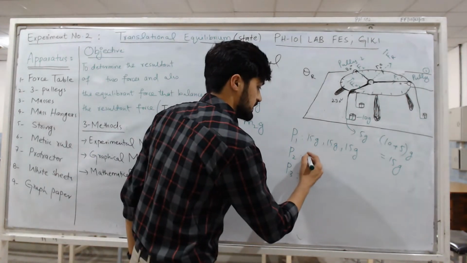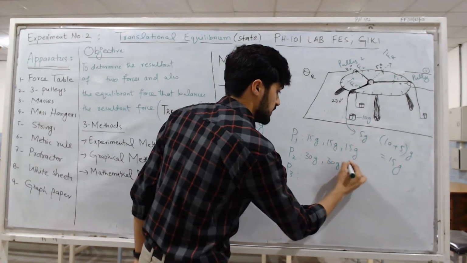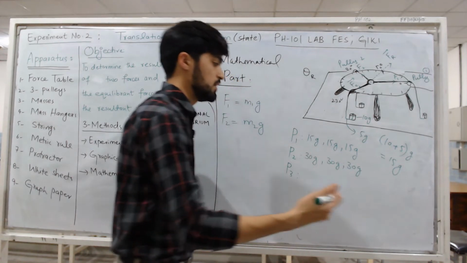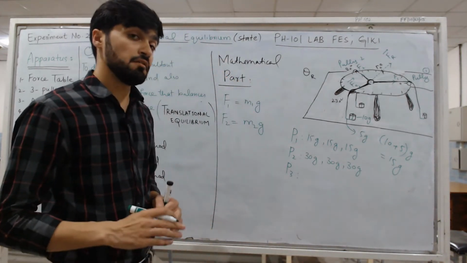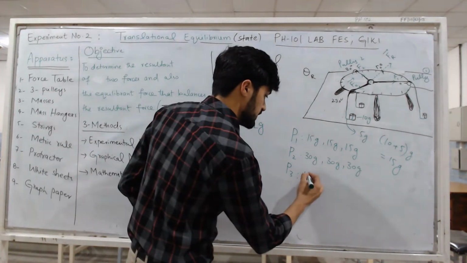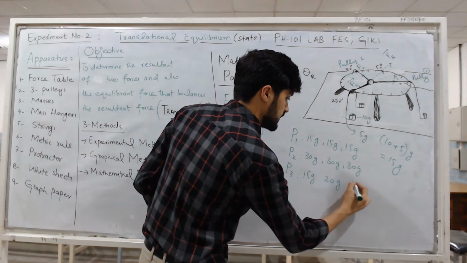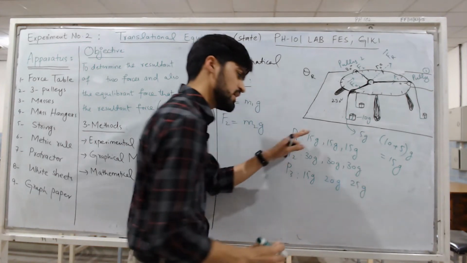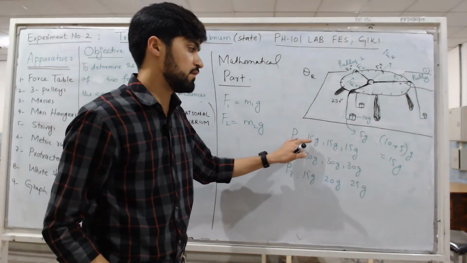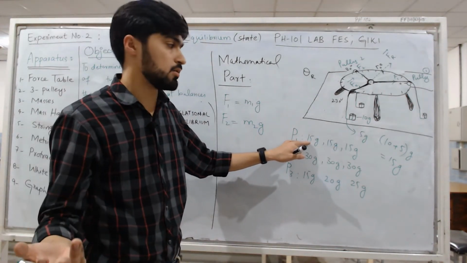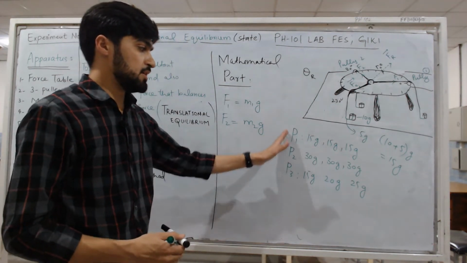Let's say in the second case, I keep the masses to be 30 grams and 30 grams. So we will increase the masses. In the third case, we will put different masses. Let's say 15 gram, 20 gram, and let's say 25 gram. So we can change them accordingly. If 15 gram is not available, then you can use 5 grams. So these are 3 different experiments.